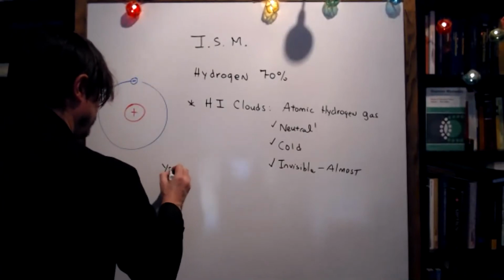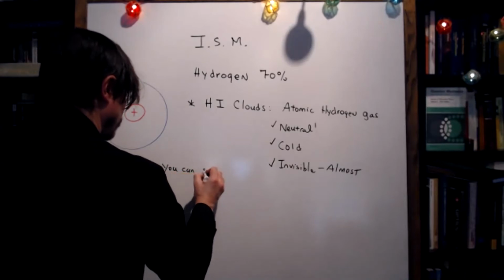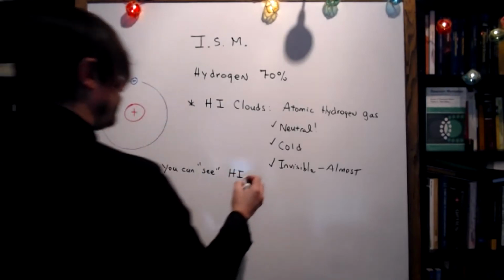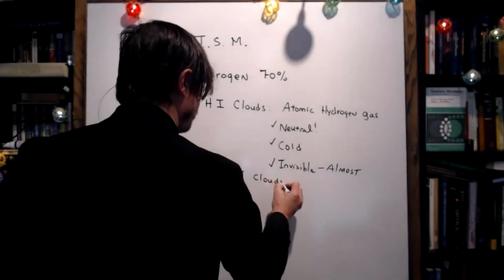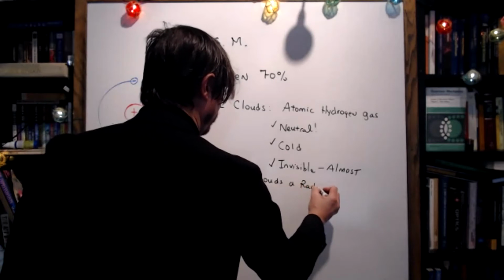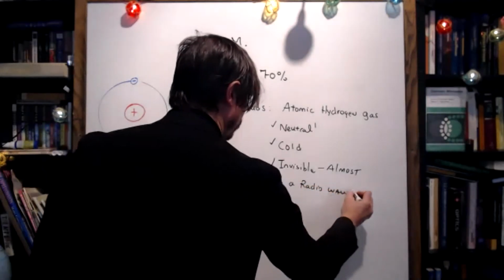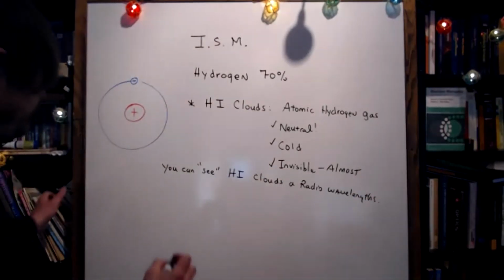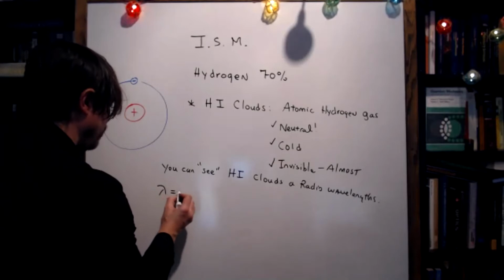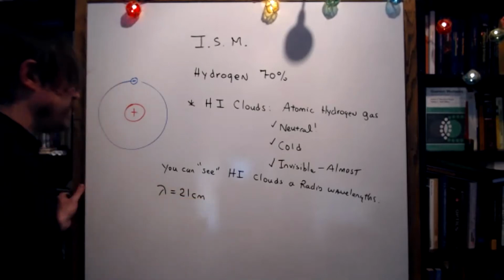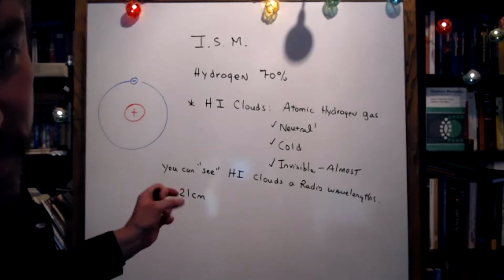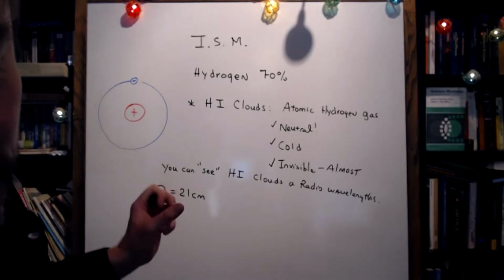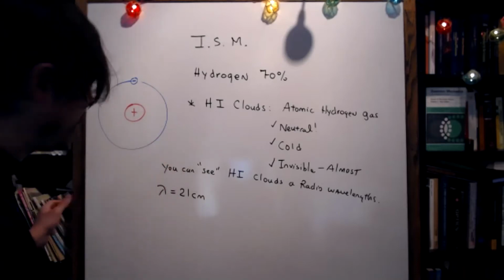So here's an important point. You can see H1 clouds at radio wavelengths, not all radio wavelengths, but at a wavelength of 21 centimeters. A wavelength of 21 centimeters, which is only detectable in the radio band, is a special wavelength. It's known as the spin flip transition of hydrogen.